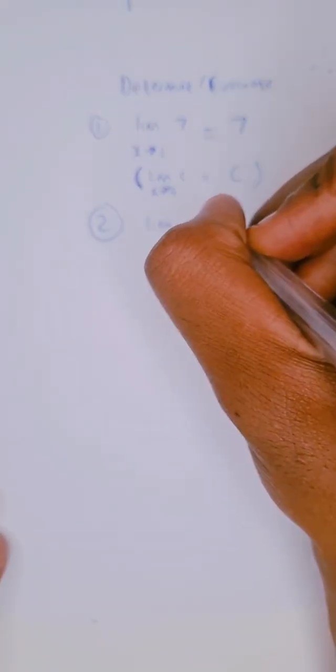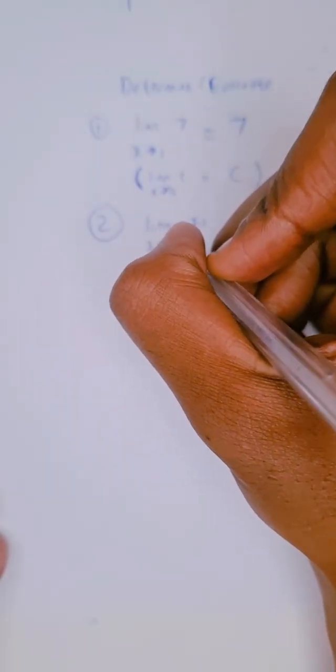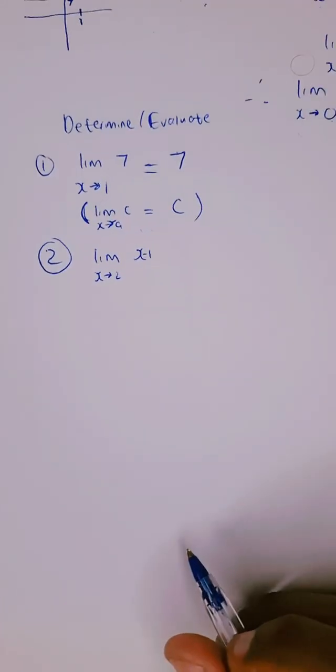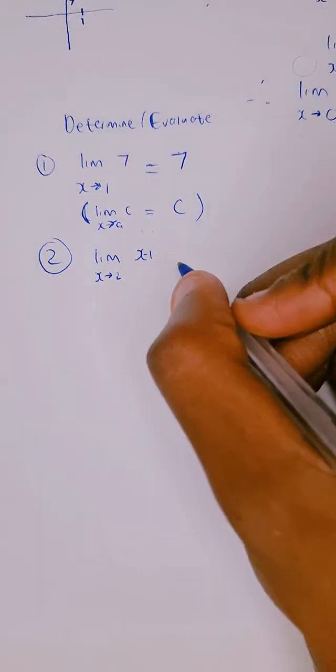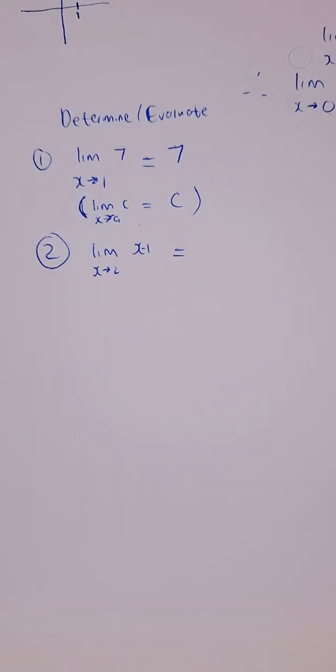The limit of x minus 1 as x tends towards 2, or approaches 2. What is the limit of x minus 1 as x approaches 2? Come on, guys. I need you to be really quick and efficient. What is the limit of x minus 1 as x approaches or tends towards 2?